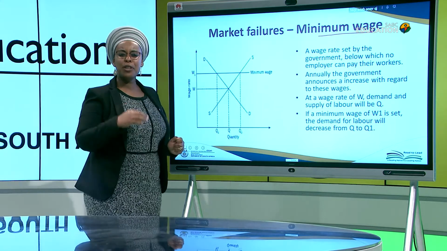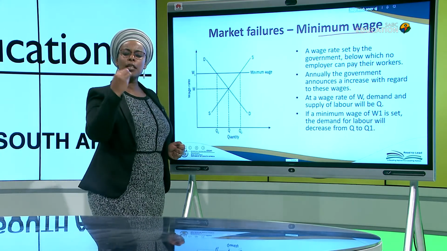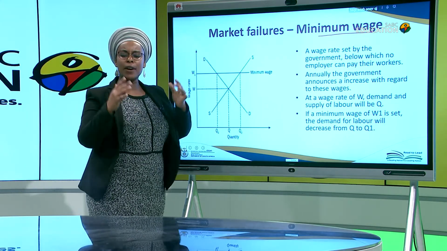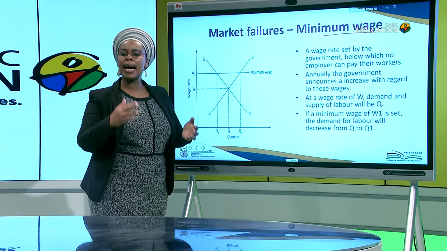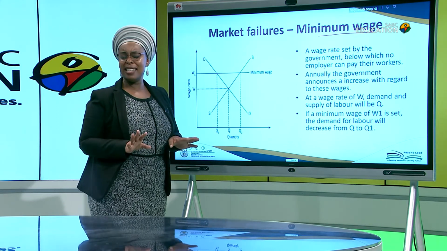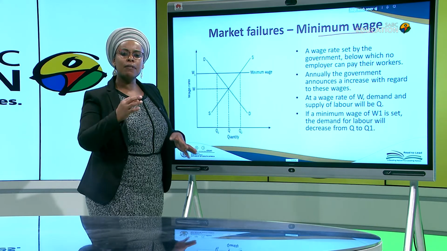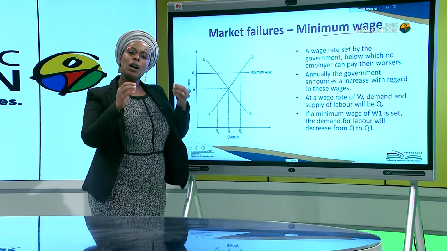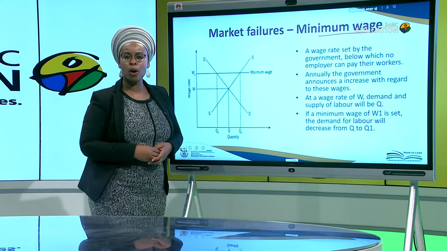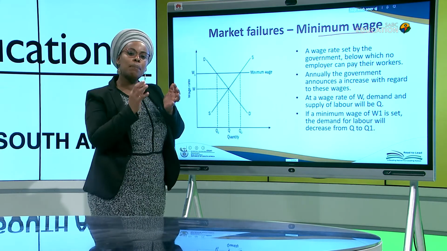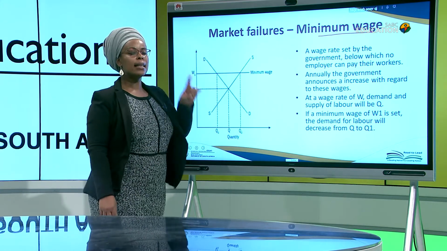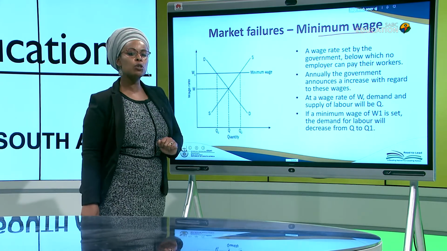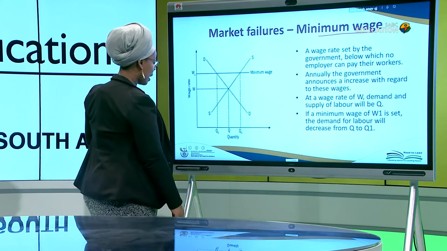Minimum wages are used in order to assist unskilled workers, for example our domestic workers and our farm workers. Usually, when they bargain for an increase in wage, they lose. They are often overexploited by their employers. But the government can protect them by introducing a minimum wage. This must be explained with the use of a graph. Let's look at this graph.